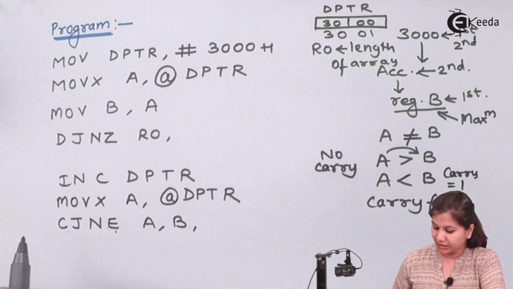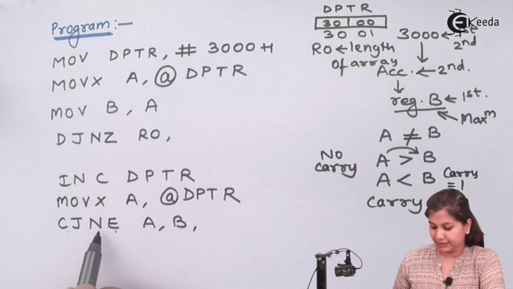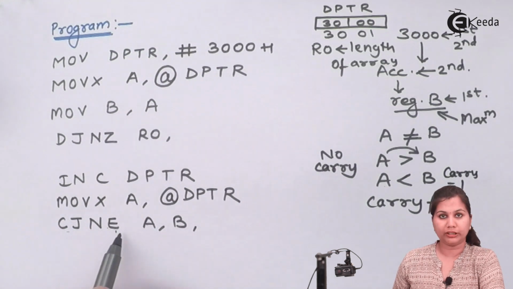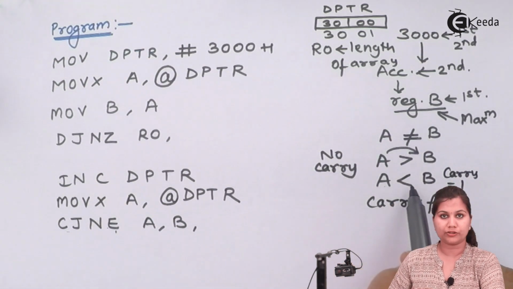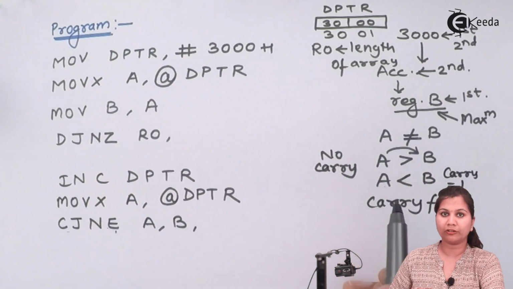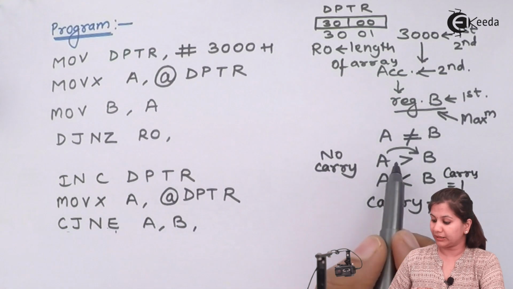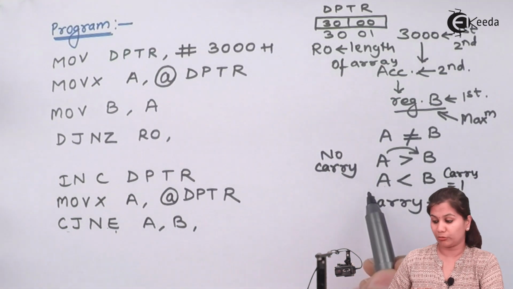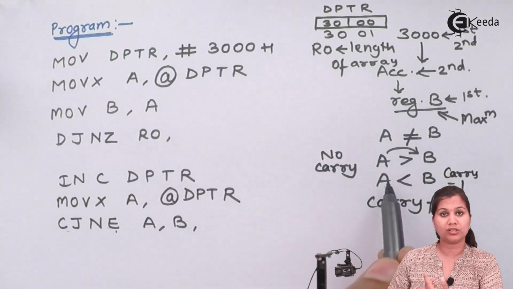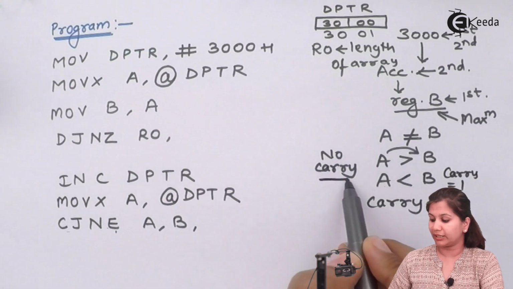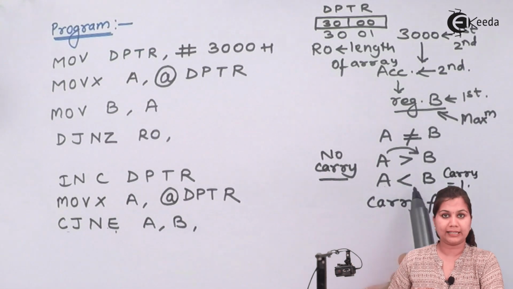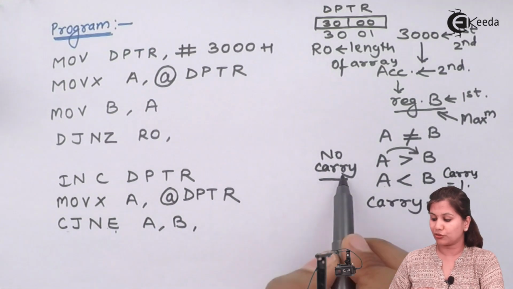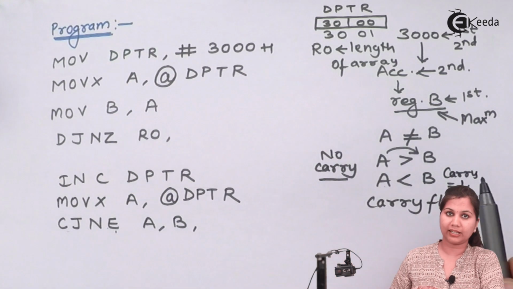Okay, so when the comparison is done with jump if not equal, they are not equal to each other. There can be two conditions, whether A is greater than B or A is less than B. So how can we find out which of these two conditions is true? We will check the carry flag. If the carry flag is generated, it means that A is less than B. If the carry flag is not generated, it means A is greater than B.